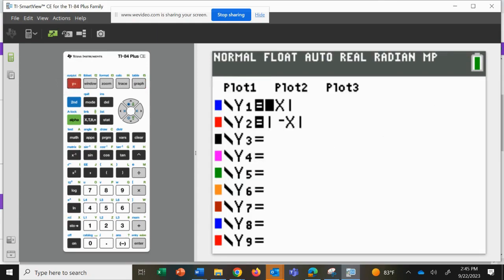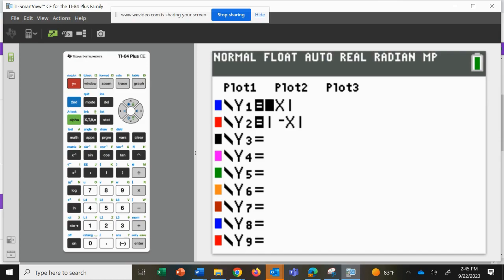Because it's absolute value. What happens if we absolute value a negative number? And what happens if I absolute value a positive number? It's also positive. They are the same. But this negative thing isn't always the same. Sometimes it changes things. Okay?